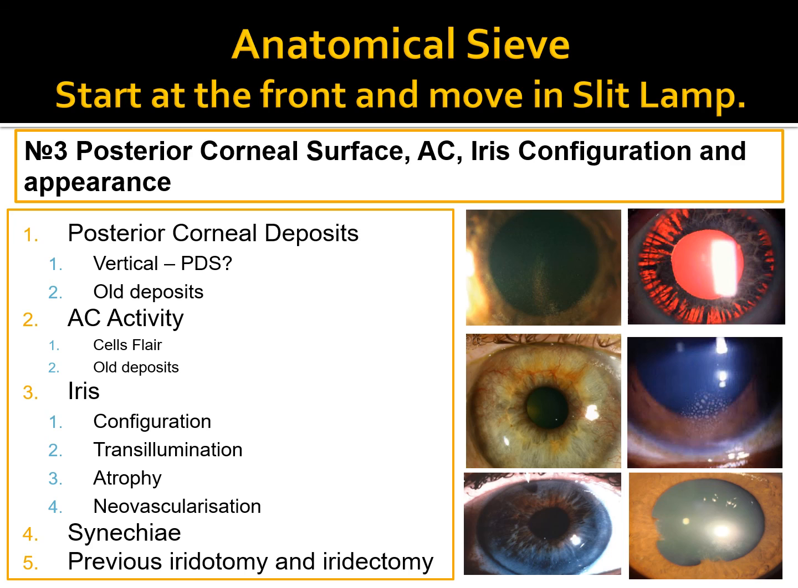So then we move in a little bit closer, and we look at the posterior corneal deposits. Vertical thing, is it a PDS? There might be old deposits we need to know about. That might lead us to think more about what's gone on in this patient's past. Cells and flare, the iris configuration, again, transillumination, atrophy, neovascularization, synechia, and previous iridotomies or iridectomies.